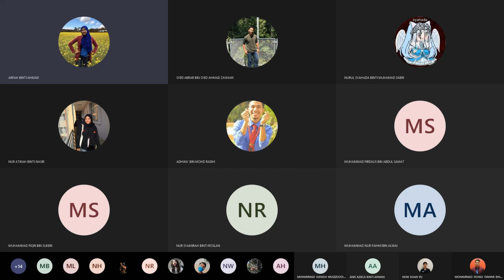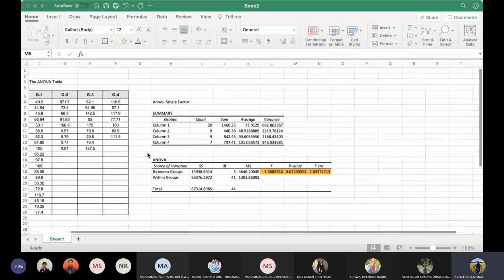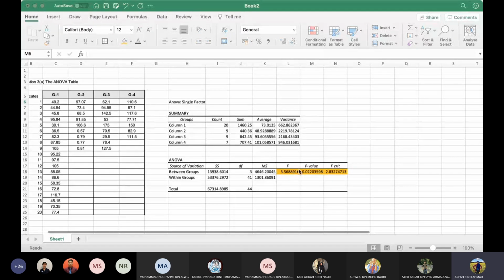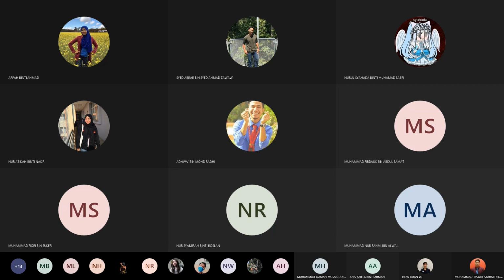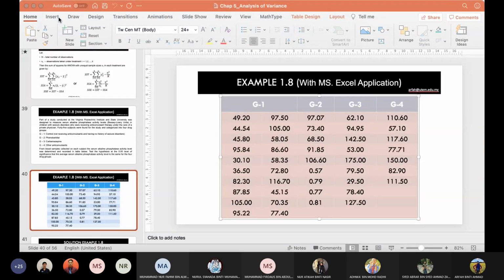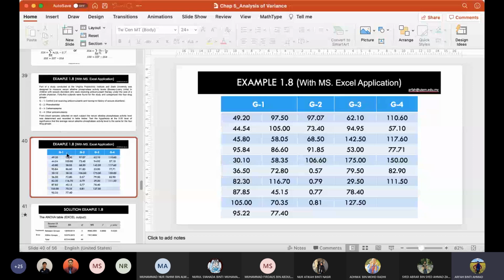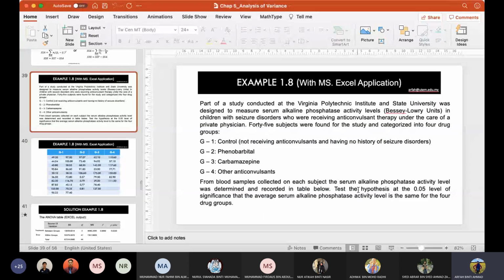So we have seen this is our output from Microsoft Excel. So we get the analysis of variance. What we are interested in is the F test, the P value and also the F crit. F crit is the F from the F distribution. So from here, back to the slide, because we want to answer the hypothesis testing question, the hypothesis testing for the equality of means. The question earlier: test the hypothesis at the 0.05 level of significance that the average serum alkaline phosphate activity level is the same for the 4 drug groups.